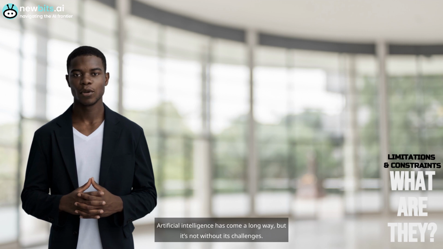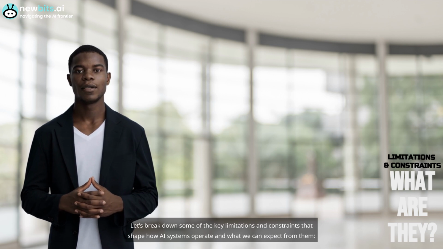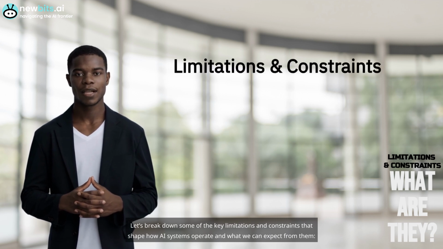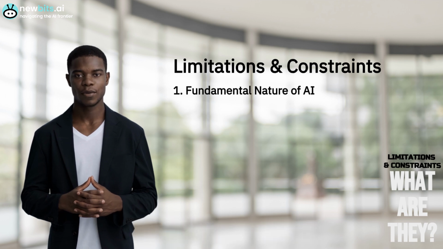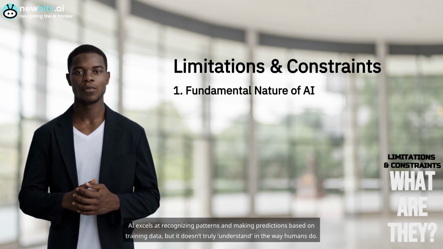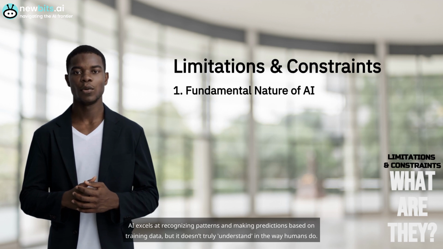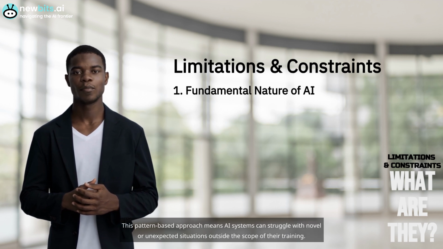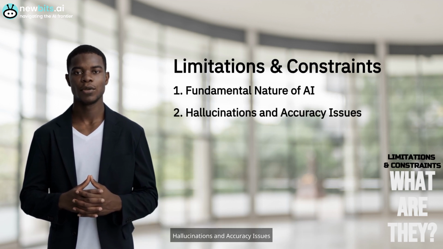Artificial intelligence has come a long way, but it's not without its challenges. Let's break down some of the key limitations and constraints that shape how AI systems operate and what we can expect from them. 1. Fundamental nature of AI. AI excels at recognizing patterns and making predictions based on training data, but it doesn't truly understand it in the way humans do. This pattern-based approach means AI systems can struggle with novel or unexpected situations outside the scope of their training.